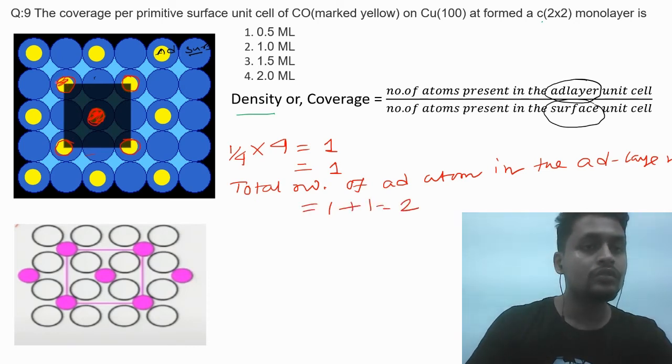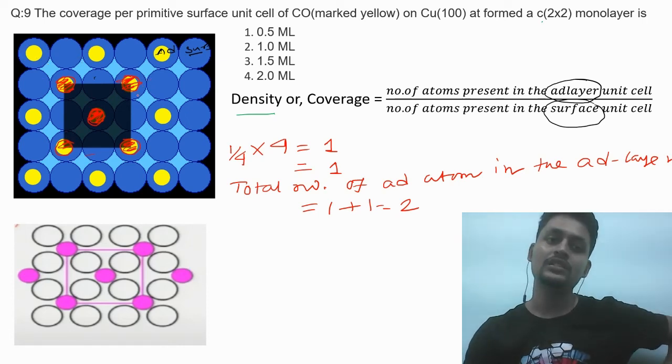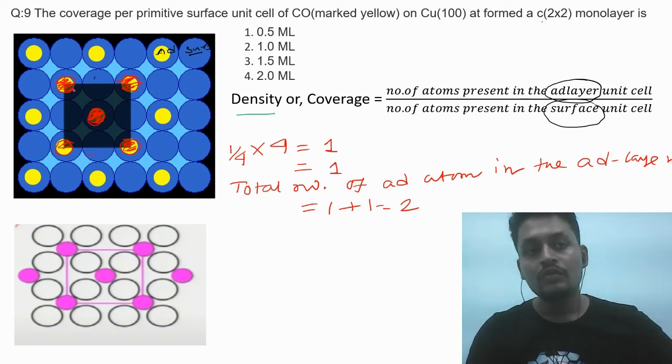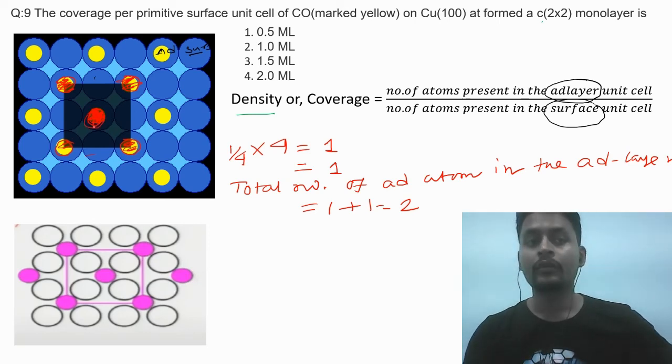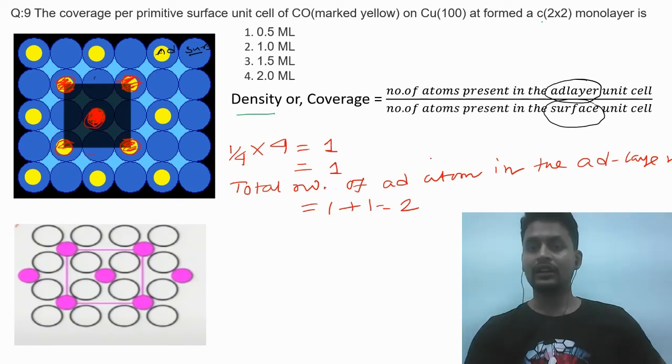How is it 2? This 4 is actually making the primitive unit cell. So this is shared by the other 4, because there will be one more unit cell of the add layers. So in this add layer we are getting two add atoms. This 4 is contributing 1 by 4 into 4, and this one is not shared by anyone, so this one itself is a 1. So we get the total number of add atoms in the add layer unit cell, right?